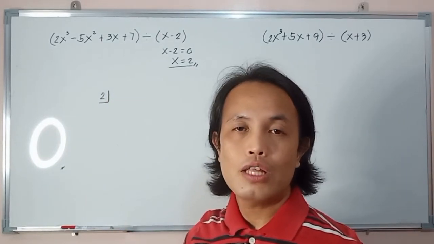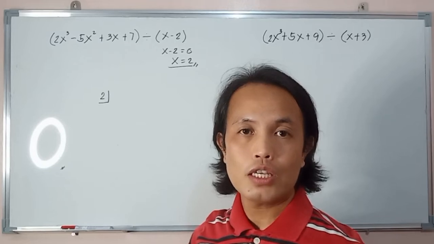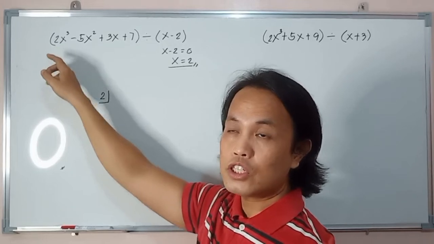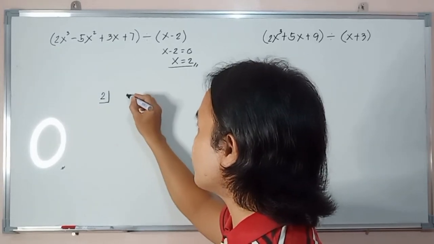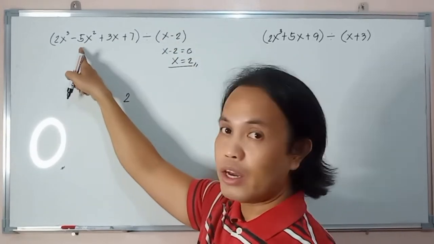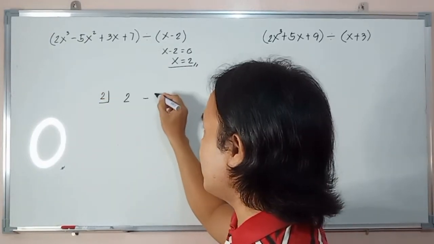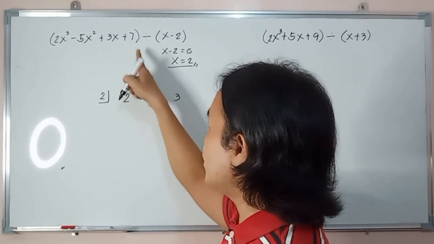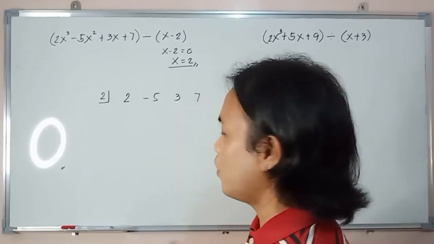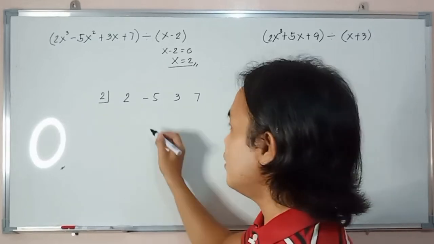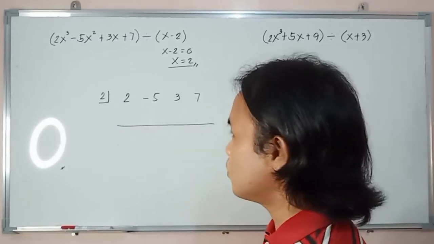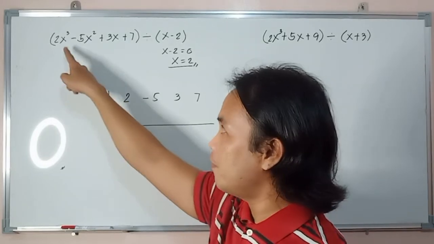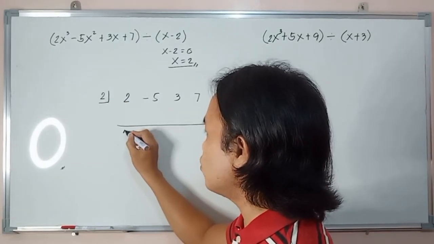What we need to do now is to list down all the coefficients in each of these terms. In the first term, we have the coefficient 2, so we list down 2. The second term, we have negative 5, so we write negative 5. The third term, we have 3, so we write 3. And of course, our last term is 7, so we write 7. Then next, we bring down 2. We have our 2 here as the coefficient of the first term, so we bring down 2.